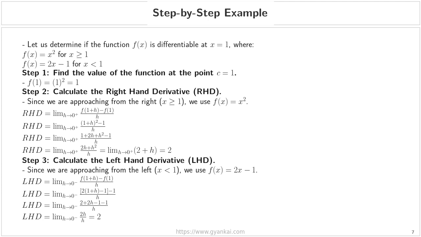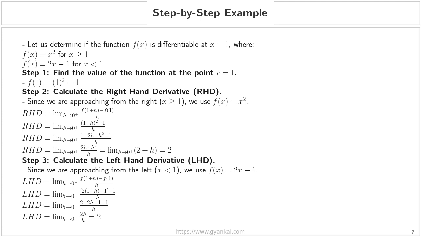Step 3, now we calculate the left-hand derivative, or LHD. Since we are approaching from the left, we must use the second part of our function, which is 2x minus 1. Again, we set up the limit as h approaches 0 from the left of the difference quotient.